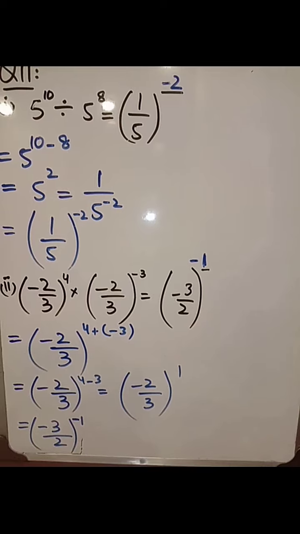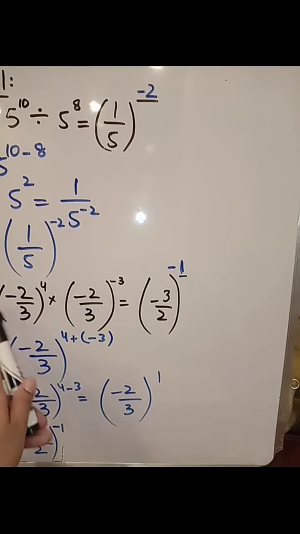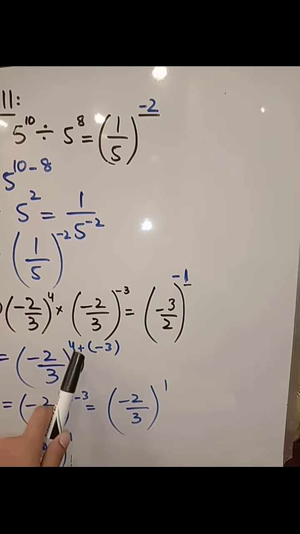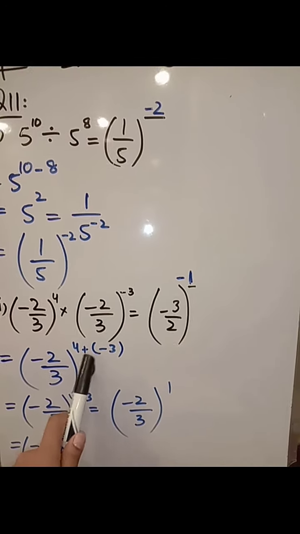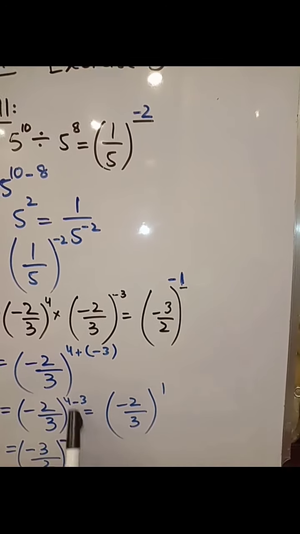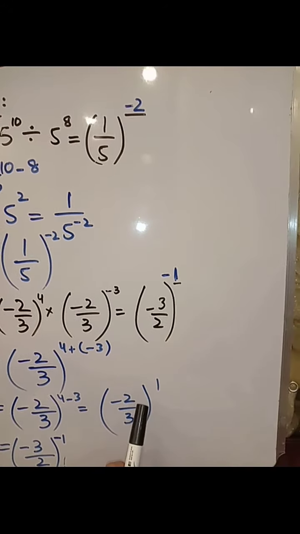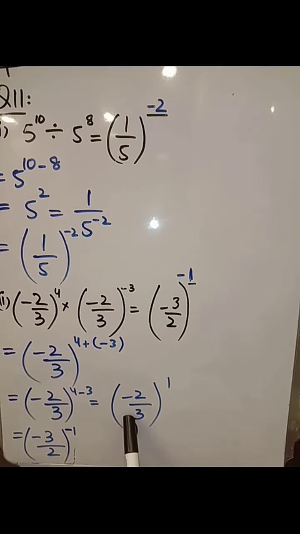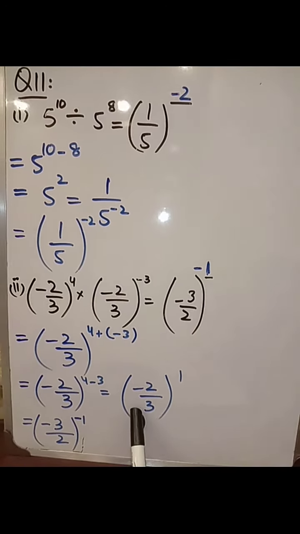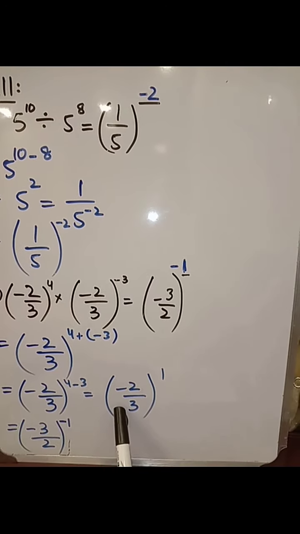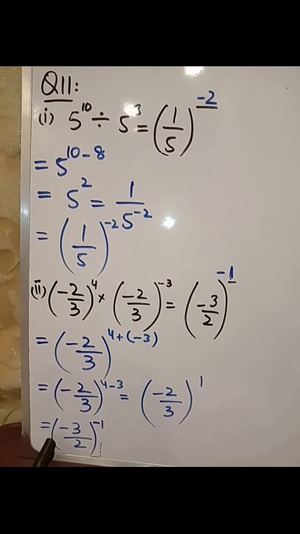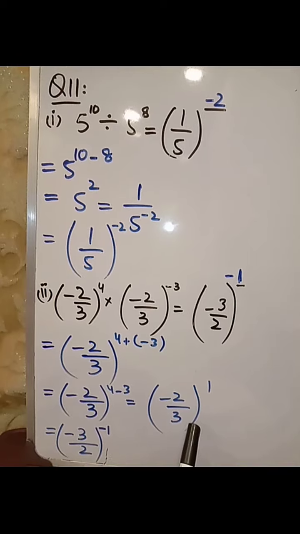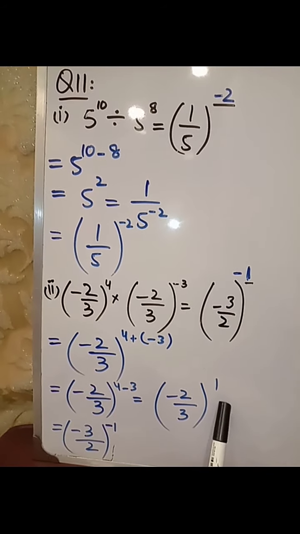In part 2 we have the same type of question, but both bases are multiplying with each other, so their powers will be added: 4 plus minus 3 is 1. Understand? But we have minus 3 by 2 and we are left with minus 2 by 3. So it means that we should invert the places of 2 and 3. By inverting places, the exponent will also change its sign. Here we have plus 1.